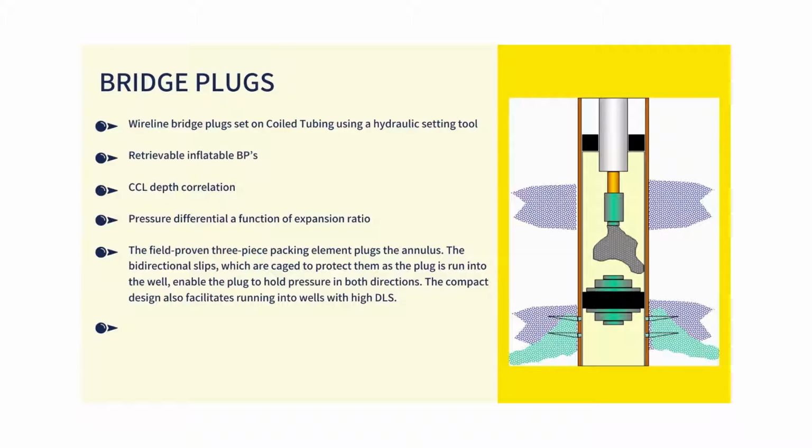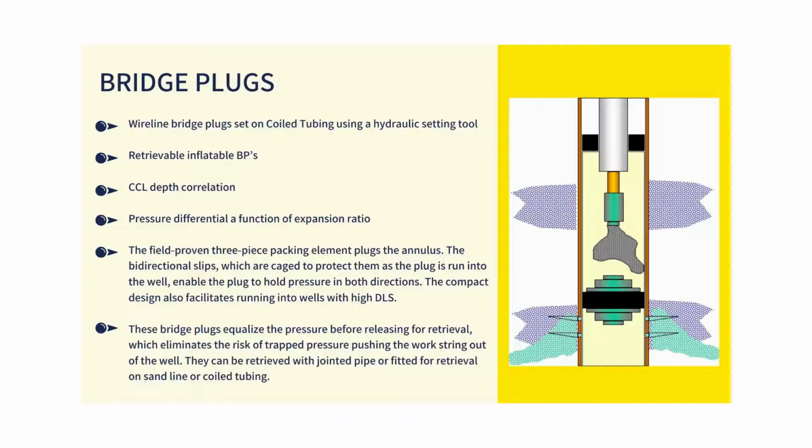The bidirectional slips, which are caged to protect them as the plug is run into the well, enable the plug to hold pressure in both directions. The compact design also facilitates running into wells with high DLS. These bridge plugs equalize the pressure before releasing for retrieval, which eliminates the risk of trapped pressure pushing the work string out of the well. They can be retrieved with jointed pipe or fitted for retrieval on sand line or coiled tubing.